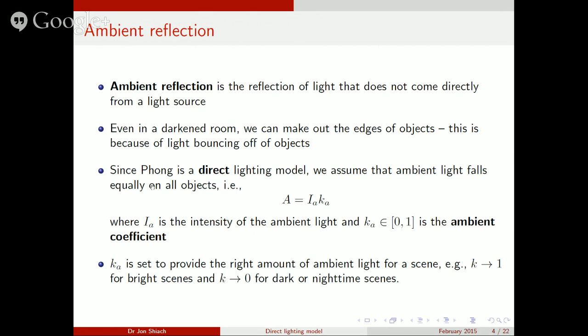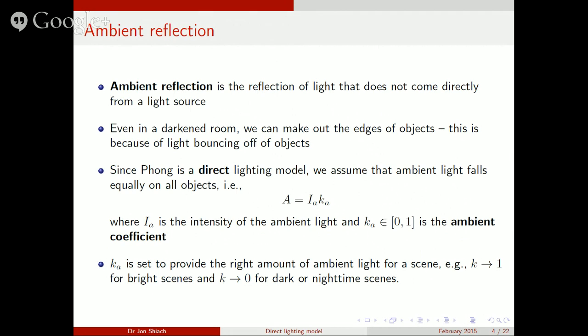So we create a Phong model which uses ambient reflection, which is an approximation of indirect illumination. We assume that ambient light falls equally on all objects in our scene. So rather than calculating light bouncing around from this object onto this object, and so on, we just say all objects in our scene have an equal amount of ambient light falling on them.